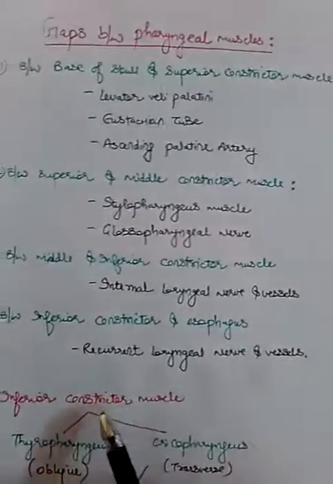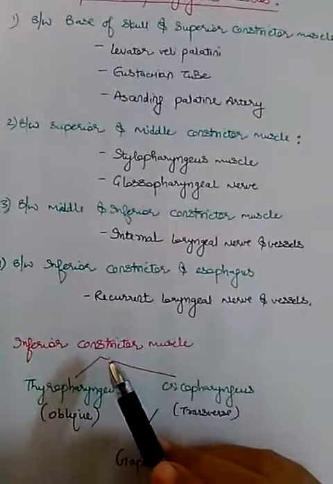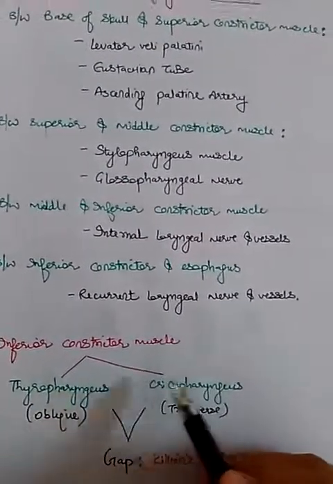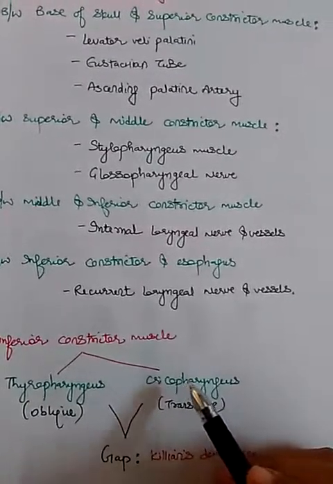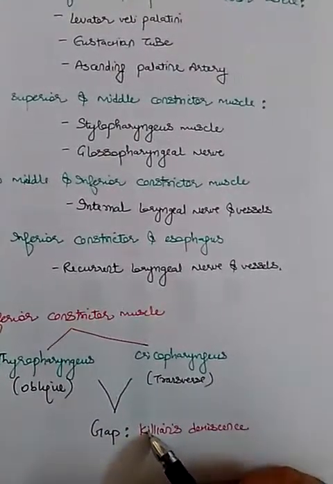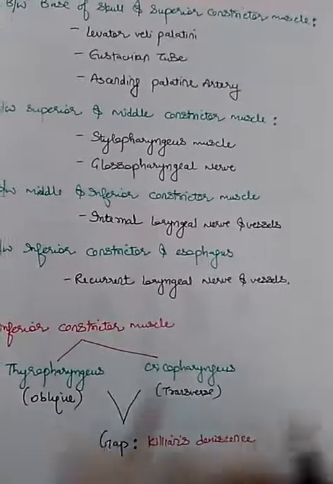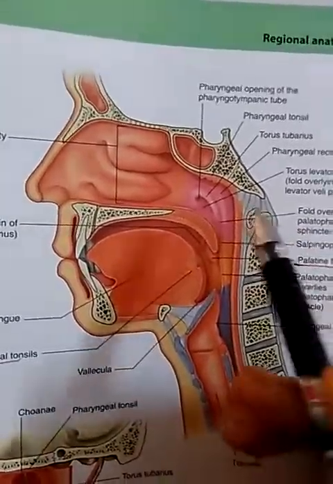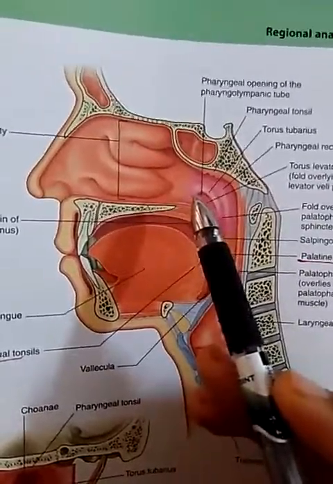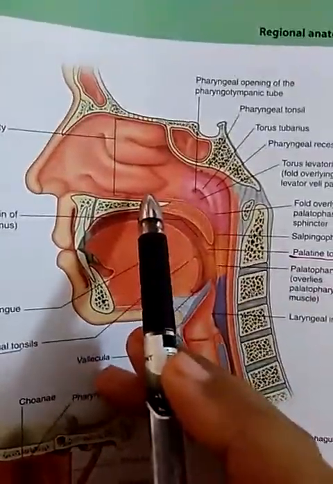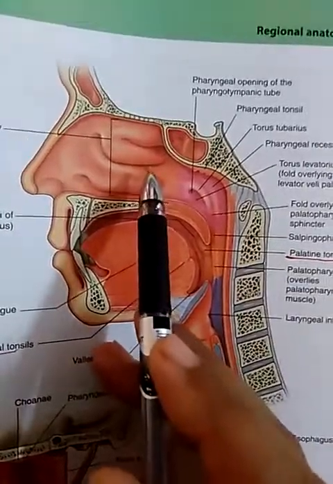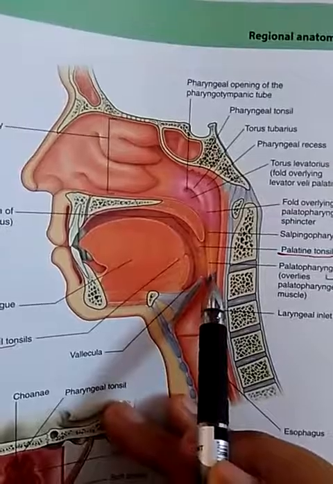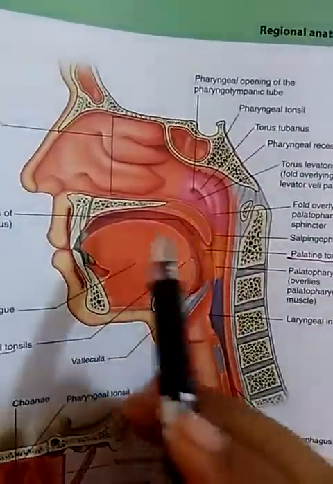Also, we had read that the inferior constrictor muscle has two parts, thyropharyngeus having oblique fibers and cricopharyngeus below that having transverse fibers, and the gap between the two is called Killian's dehiscence. Okay, now this image is again taken from Gray's Student Anatomy. Now we will talk about the parts of the pharynx. The pharynx has three parts: the nasopharynx, the oropharynx, and the laryngopharynx or hypopharynx.